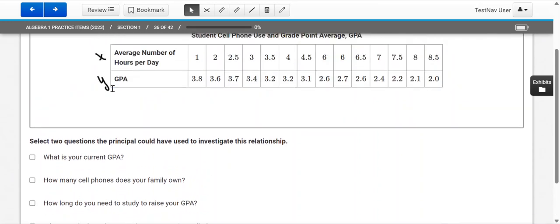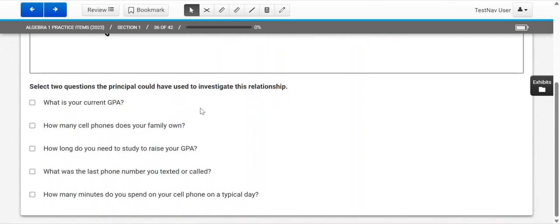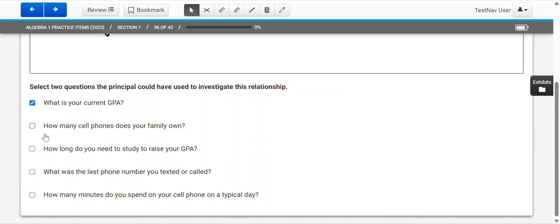It says here, select 2 questions the principal could have used to investigate the relationship. So when he did the survey, he had to go and ask the students certain questions. He asked them 2 questions. Which 2 questions do you think he asked? Well, the first one says, what is your current GPA? Well, that's obviously one of the questions he would ask, because that's the data he's collecting. So he's going to ask what the GPA is. And then, next one: how many cell phones does your family own? I don't think he would need to ask that question.